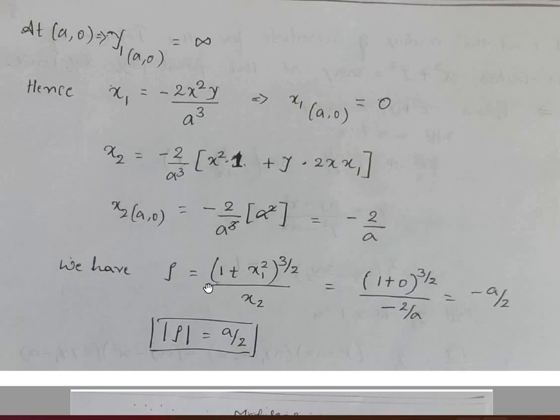Then I know the formula for radius of curvature in Cartesian form is (1 plus x1 square) whole power 3 by 2 divided by x2. Substituting the values of x1 and x2 in the equation, I got minus a by 2. As the radius of curvature should not be negative, take the modulus sign. So modulus of rho is equal to a by 2. Therefore, I got the rho value as a by 2. This is the required radius of curvature for the given curve.